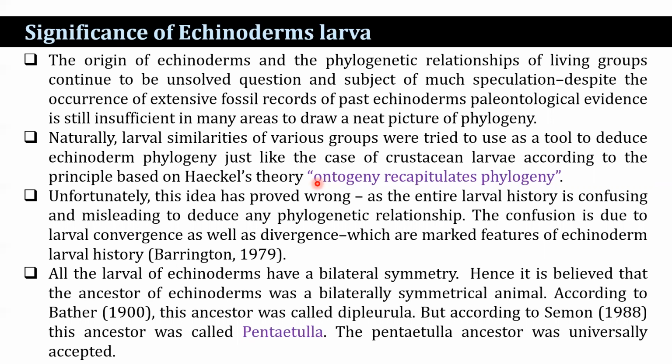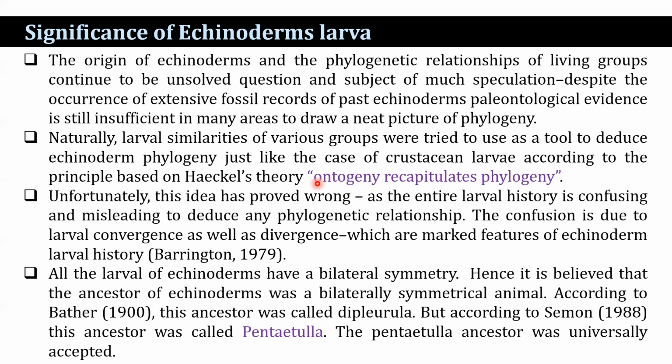Why? The entire larval history is confusing and misleading for deducing any phylogenetic relationship. The confusion is due to larval convergence as well as divergence, which are marked features of echinoderm larval history, as reported by Barrington, 1979. Now, all the larvae of echinoderms have a bilateral symmetry. Hence, it is believed that the ancestor of echinoderms was a bilaterally symmetrical animal. According to Bather, 1900, this ancestor was called the Dipleurula larva.